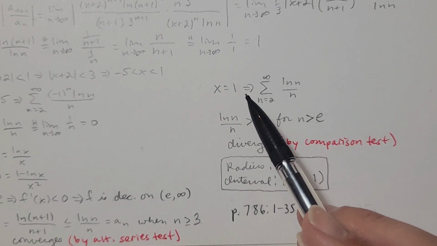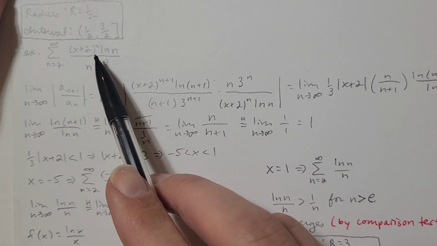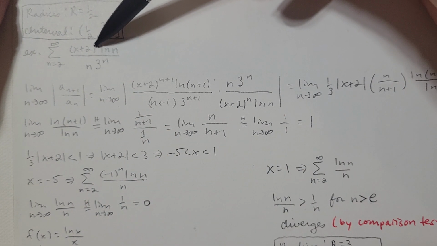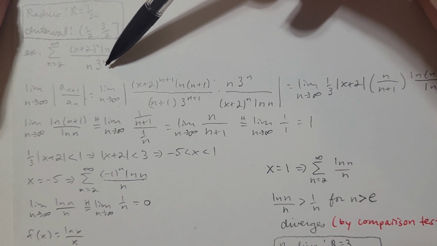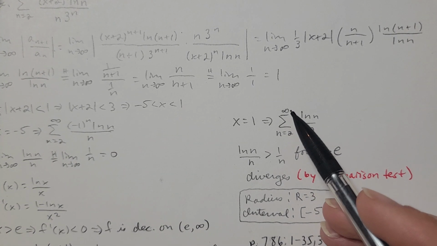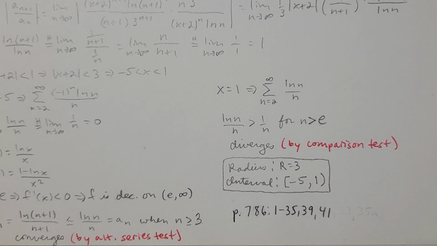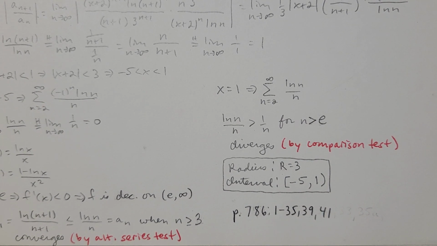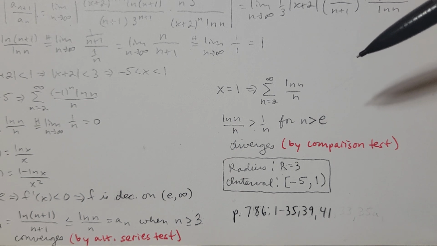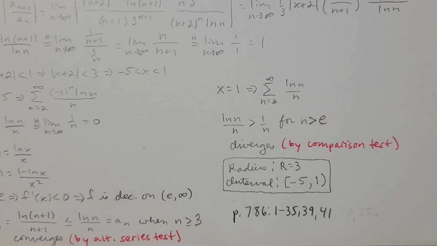Now I've got to check the right endpoint. If x is 1, and we plug that in, 1 plus 2 is 3. 3 to the n divided by 3 to the n, those are gone. And I have the summation as n equals 2 to infinity of the ln of n divided by n. Now, you've got a couple of options with this one. You could use the integral test if you want. Or if we get a little creative with it, I'm using a comparison test.